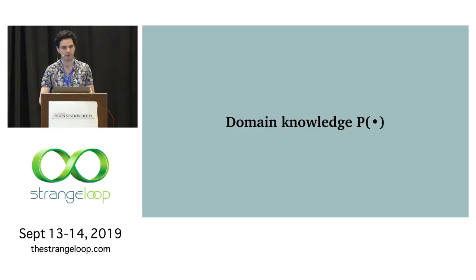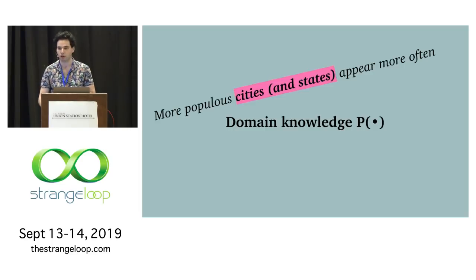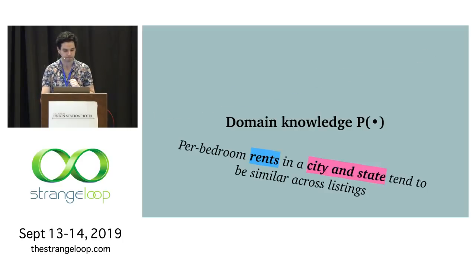So P is going to somehow have to encode that knowledge. The types of things that P is going to have to encode involve, for example, the idea that more populous cities and states appear more often. This assumption allowed us to disambiguate between Newark, New York, and New York, New York, right? And it tells us which values of the unknown variables are more likely a priori. No matter what the rest of the row says, we kind of believe that cities that are more populous are going to appear more often.